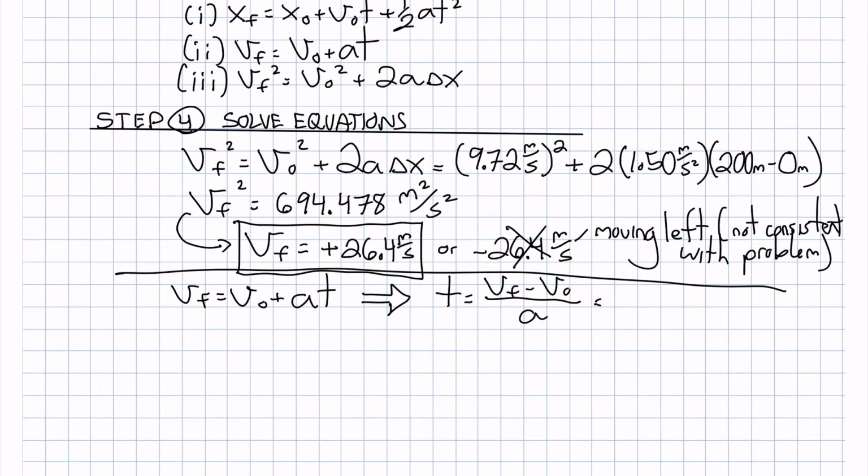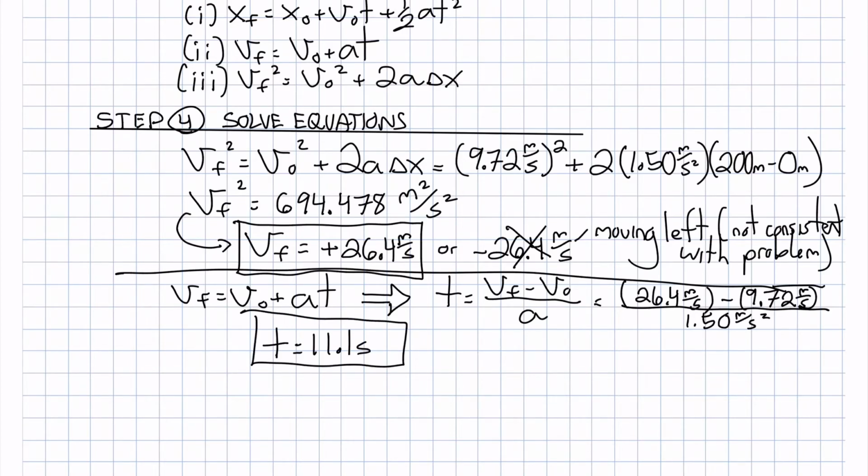And now I'll just plug in some numbers. Final velocity is plus 26.4 meters per second. Initial velocity was 9.72 meters per second, and acceleration was 1.50 meters per second squared. You will come up with a time of 11.1 seconds. All right, so we have our answers for part A and part B.